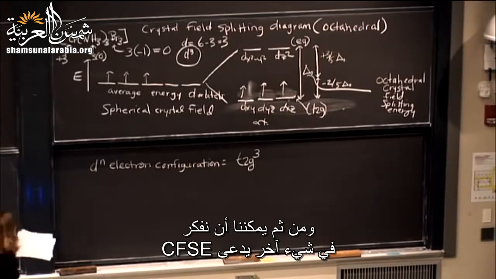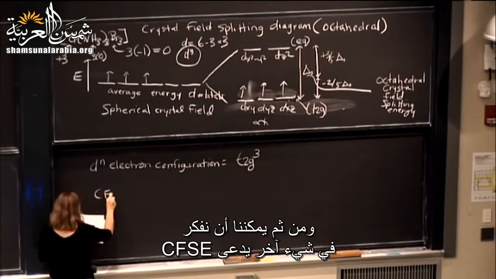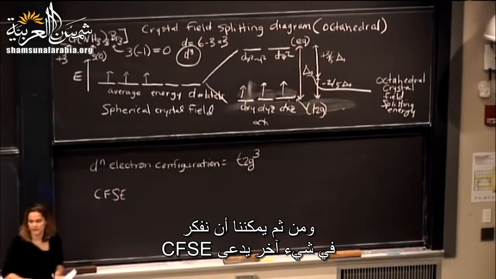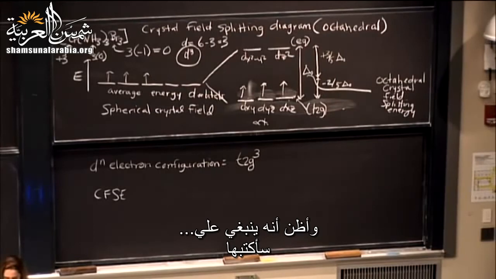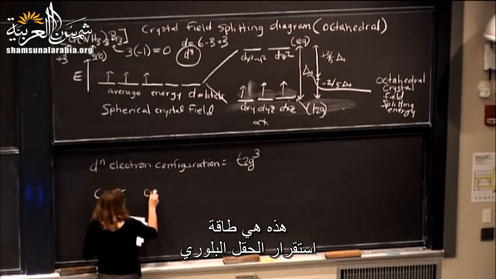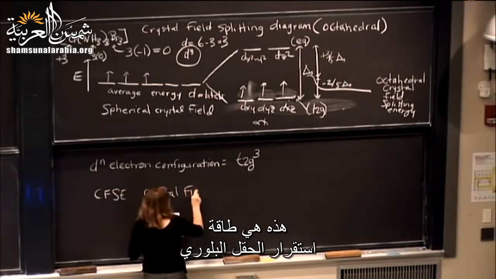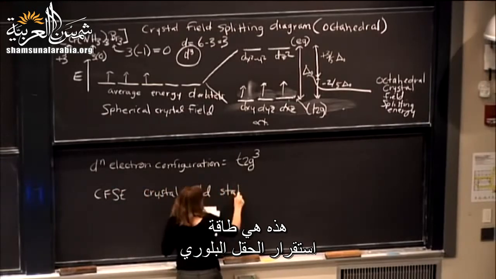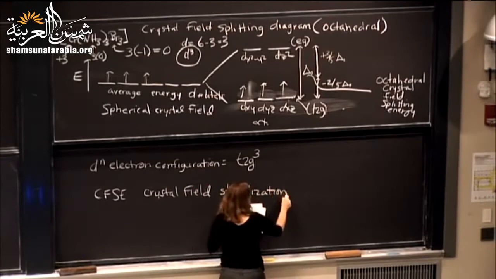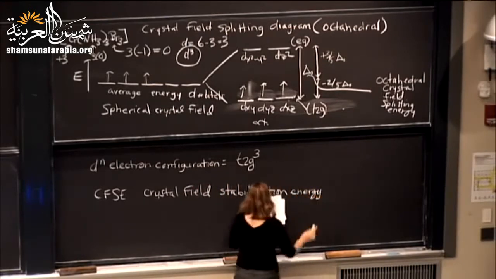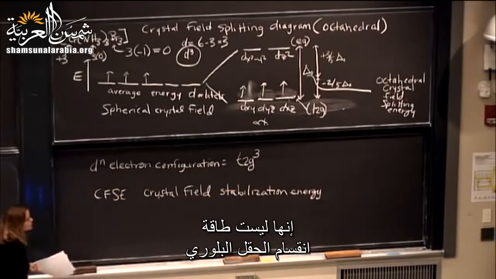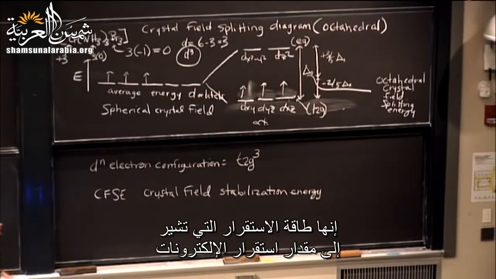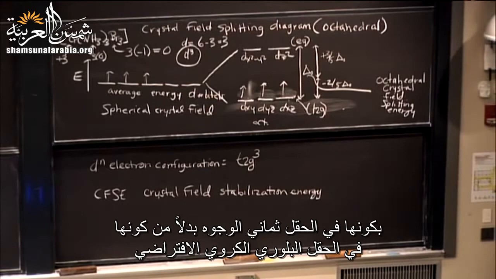Then we can consider something else that's called CFSE. I don't have that on there, so I'll write that out. This is the crystal field stabilization energy. So it's not the crystal field splitting energy, it's the stabilization energy, which indicates how much those electrons are stabilized by being in an octahedral field rather than this hypothetical spherical crystal field.